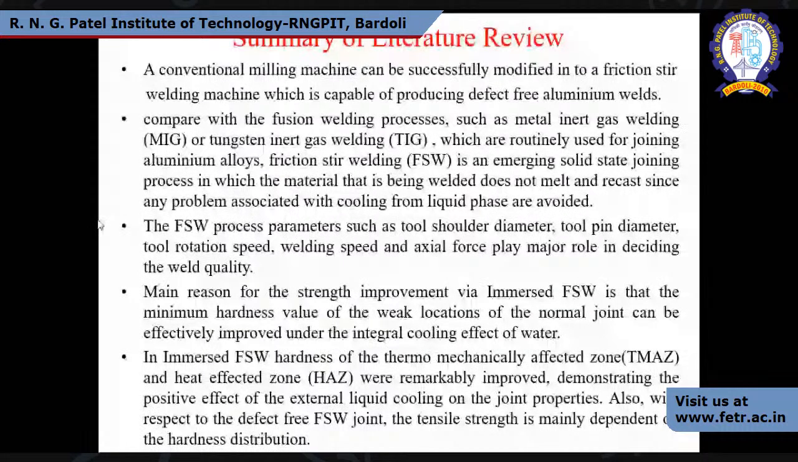Also, the FSW process parameters that they have taken are tool shoulder diameter, tool pin diameter, tool rotational speed, welding speed, and axial force. As we have already discussed, whenever we have to join or remove any kind of material, there are basically two types of things in mechanical engineering: material joining or material removing. In both cases, the tool touches the workpiece, the tool rotates, and the tool travels. So it may be converted into mechanical parameters like rotational speed, welding speed, and axial force. These are some of the deciding parameters, we can say.